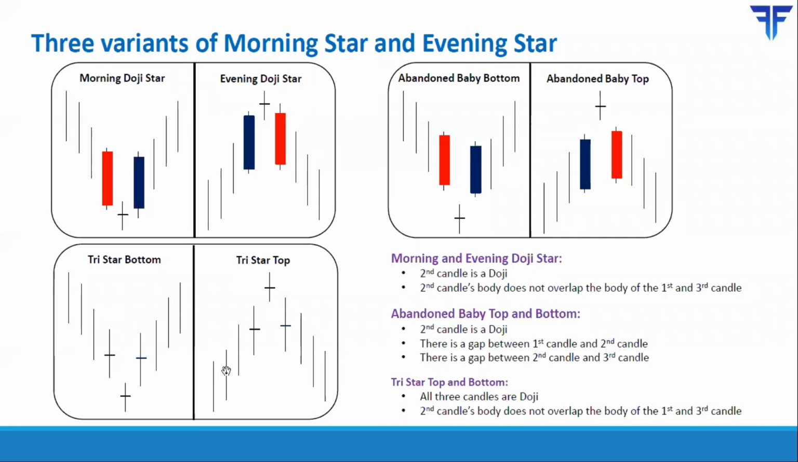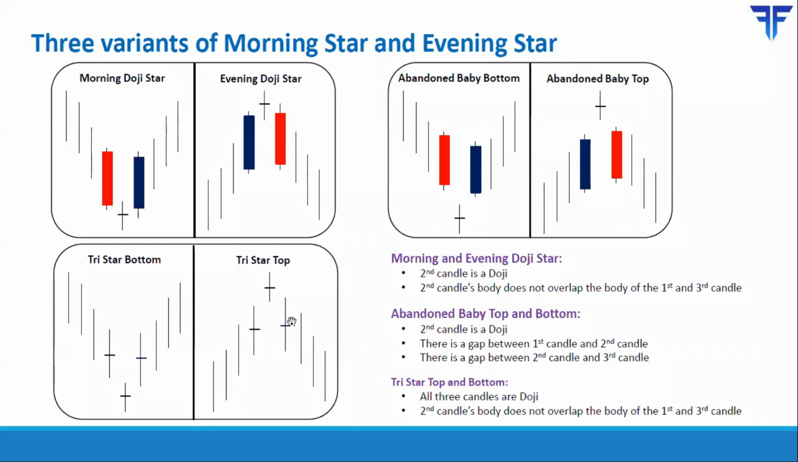Then an even rarer pattern is something that's called tri-star bottom and tri-star top. In this, all the three candles are doji. The first candle is a doji, the second candle is a doji, and so is the third. This is an even rarer pattern. Also, as a rule, the bodies must not overlap. That is, the body of the second candle must be below the body of the first candle as well as below the body of the third candle.